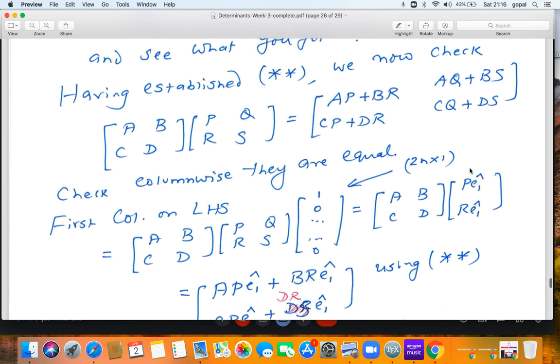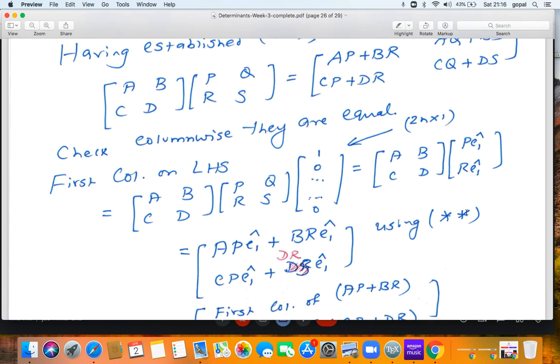P E1 cap is exactly the first column of P, and R E1 cap is the first column of R. So again, this is a column. This is like an X and this is like a Y in the previous. So again, it will be AX plus BY kind of a business. So AP E1 cap plus BR E1 cap, CP E1 cap plus DR E1 cap. Because you have checked the rule for block matrices, where you got a 2 by 2 block consisting of n cross n matrices, and you got a 2 by 1 block consisting of n cross 1 matrix. That we have checked, that double star. We have checked double star.